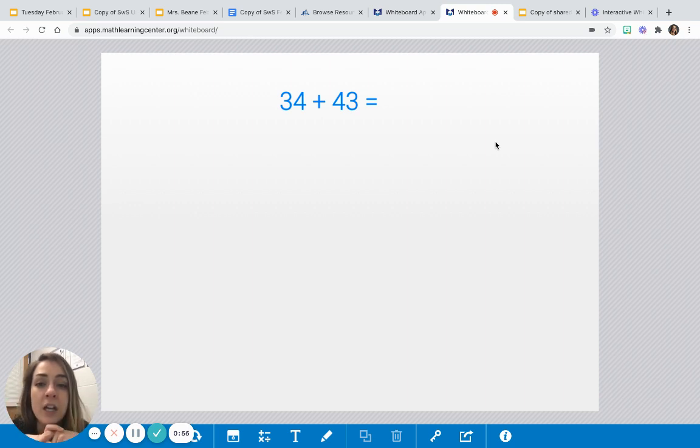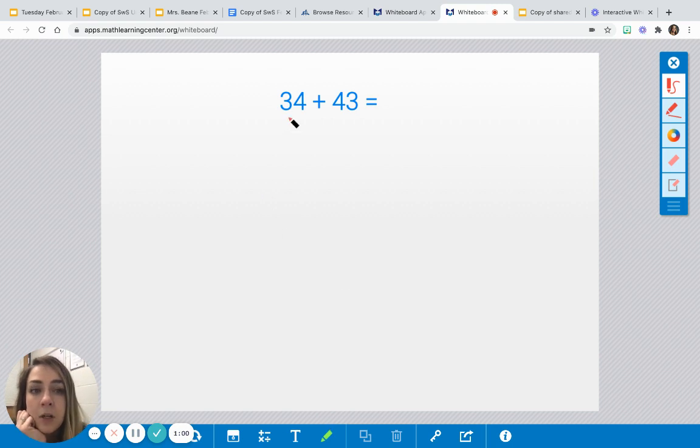So I'm first going to look at my 34 and I'm going to split it. So I'm going to draw a line to split it. So I want to think about the number in the tens place first, this 3. What does that number stand for? It's in the tens place, so it doesn't just mean 3, it means 3 groups of 10. And so if I have 3 groups of 10, I have 10, 20, 30. So I'm going to write that, 30.